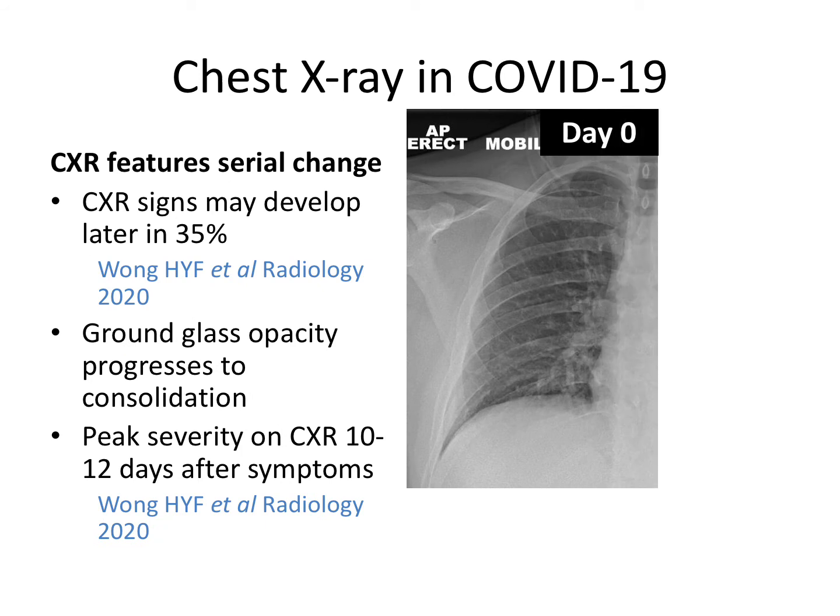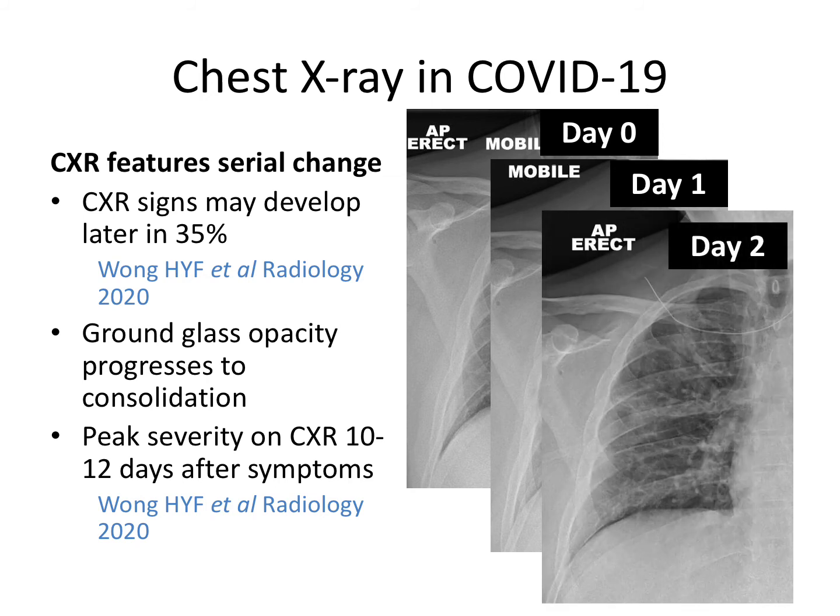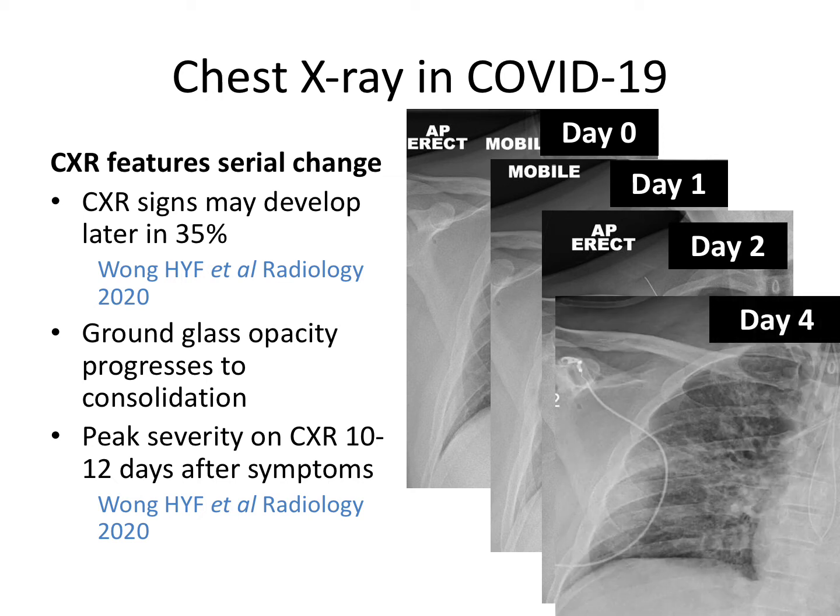And the imaging findings in COVID-19 can evolve over time. Same patient, as you saw previously, normal chest X-ray evolves to subtle ground glass opacity, losing the vascular markings, some areas of consolidation, and more diffuse ground glass opacity and consolidation by day 4. Typically, the peak of chest X-ray abnormality will be around 10 to 12 days. Ground glass opacity will often progress to consolidation.